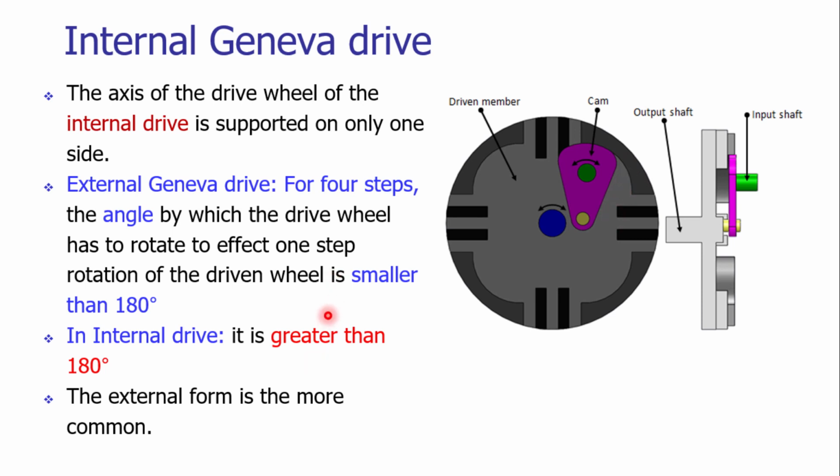In the external Geneva drive, the angle by which the drive wheel has to rotate to effect one step rotation of the driven wheel is smaller than 180 degrees.